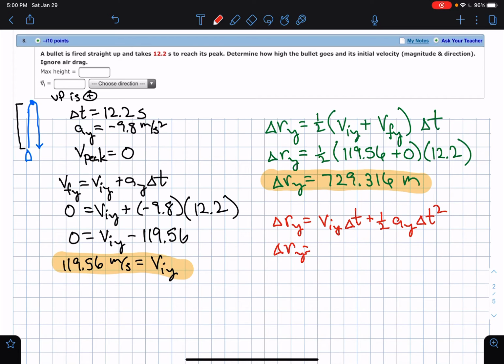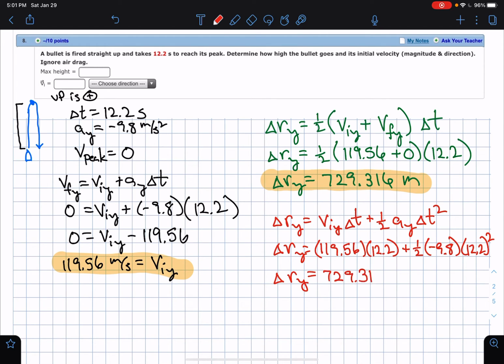So v initial y is 119.56, t is 12.2, plus 1/2 times negative 9.8 times 12.2 squared. I'm just going to type this all into my calculator at once. And when I do that, what do you know? I get the exact same answer we just had, 729.316 meters, because it doesn't matter.